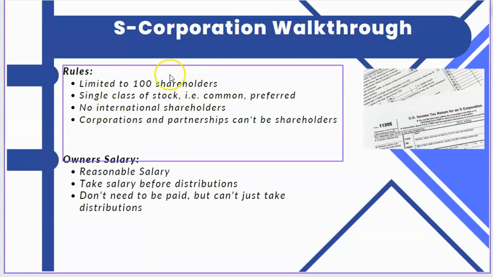Some of the rules around the S Corp: it's limited to 100 shareholders, whereas with an LLC, you can have unlimited. With a C Corp, same thing. You can only have 1 class of stock. Common is 1 class. Preferred is another class. There's preferred series A, preferred series B. All these are different classes of stock. In an S Corp, you can only have 1 class of stock. No international shareholders. So if there are 2 founders and one of you is not U.S. based, you can't form an S corporation.